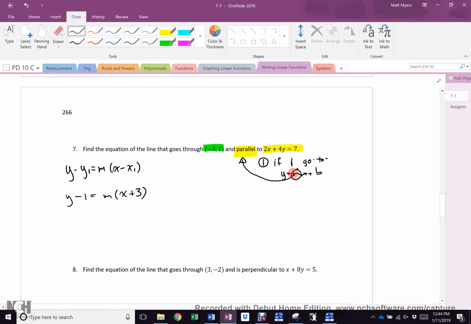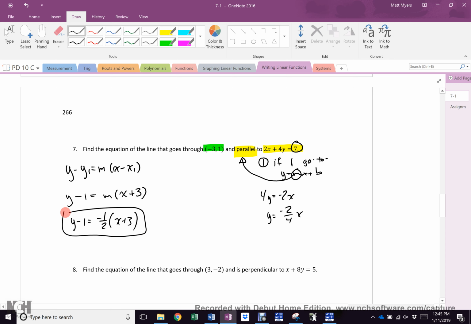Now, when I am finding just a slope, does that 7 matter? No. 4y equals negative 2x. Y equals negative 2 over 4x. What would I really write? Negative 1/2 x plus 3. Does everybody see how to do it?